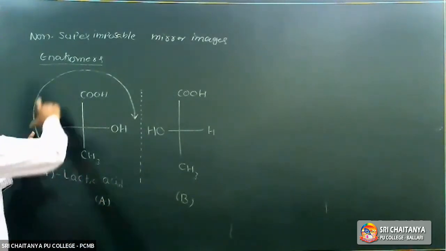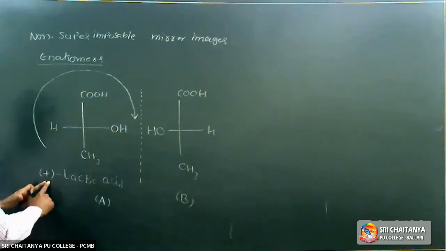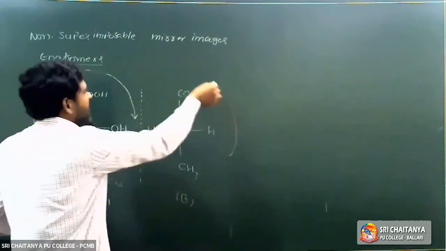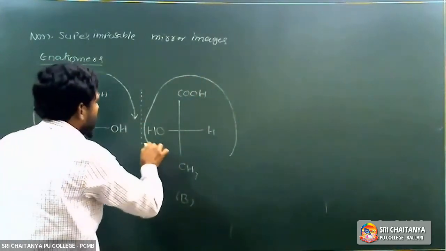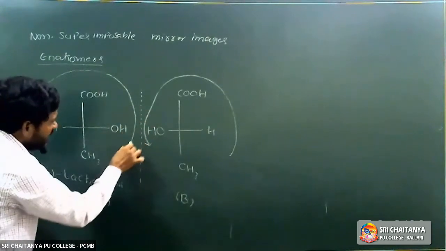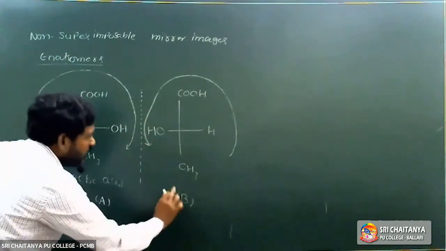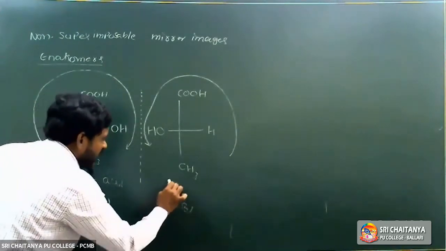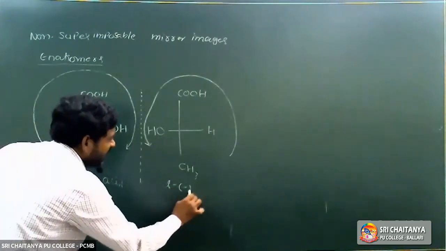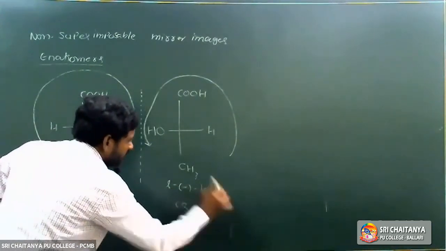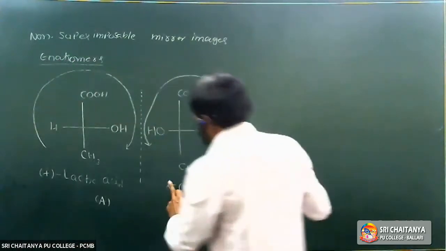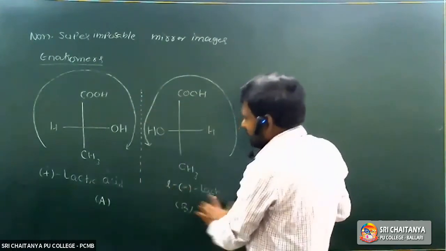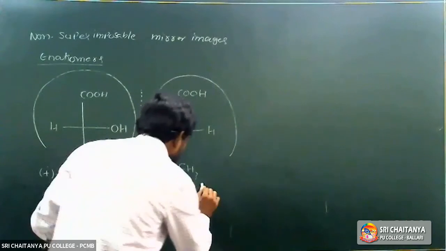If it rotates plane polarized light clockwise, meaning dextro-rotatory, then its mirror image must rotate the plane polarized light in the anti-clockwise direction. Hence it is called a levorotatory compound, considered as minus lactic acid, either small l or minus. The negative sign indicates levorotatory. So it is called minus lactic acid.